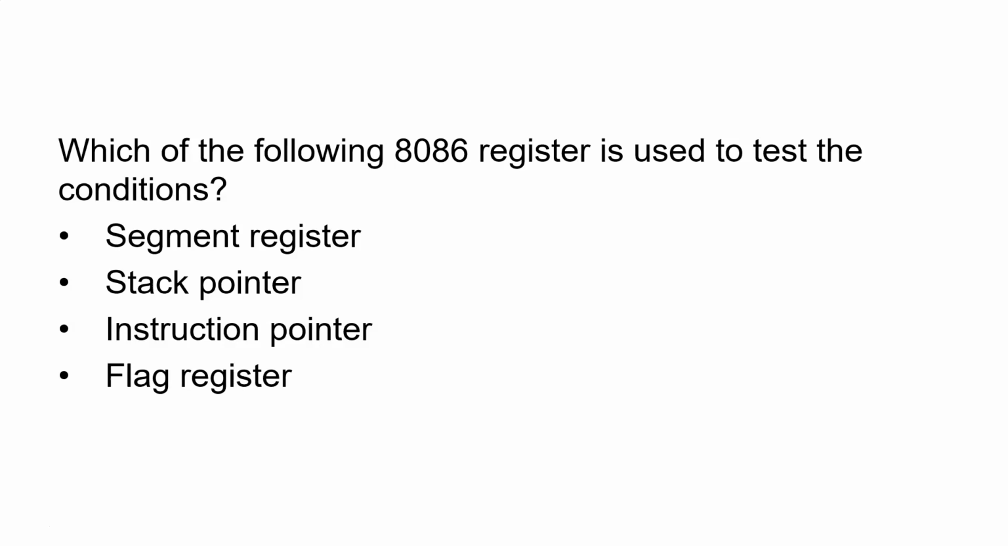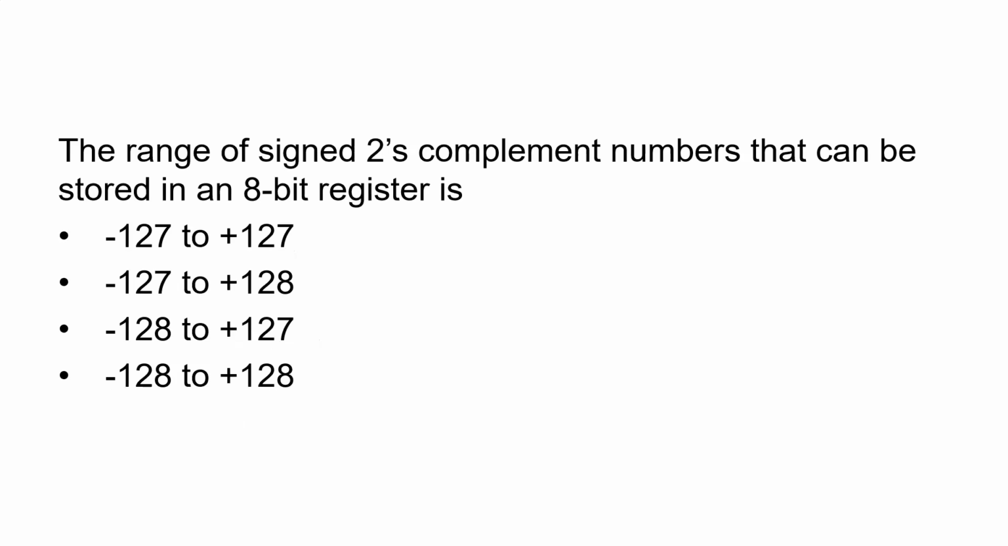The flag register has 9 active flags. Among them there are 5 status flags: sign flag, zero flag, auxiliary carry, parity and carry flag. Using these you can check the condition. If the condition is satisfied, you can go to the particular location. If not, you can execute the next set of instructions. So the answer is the last option, the flag register.